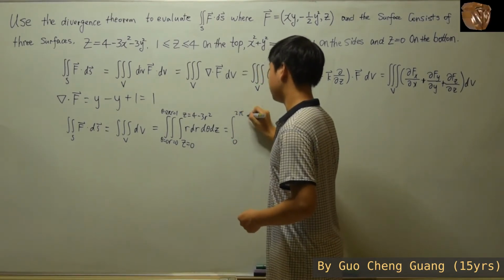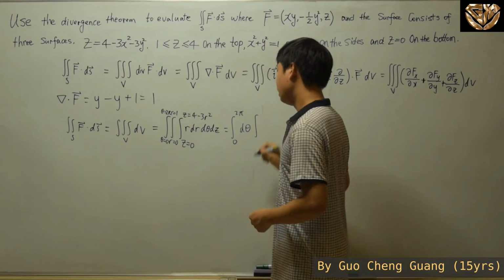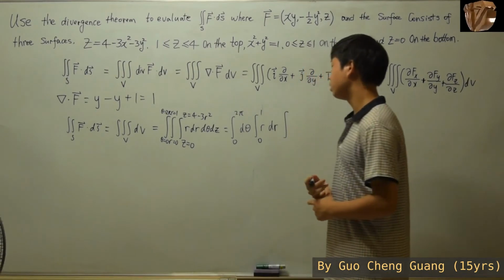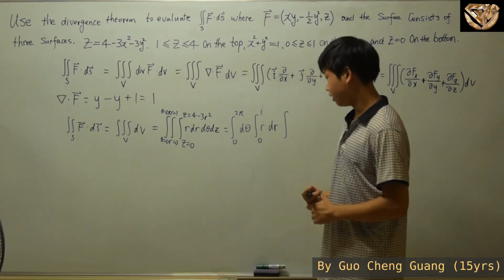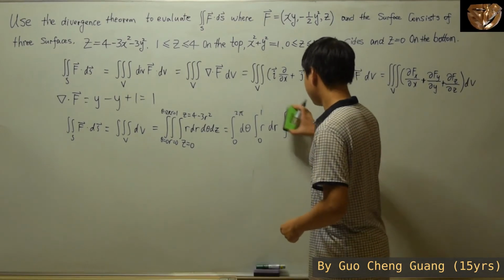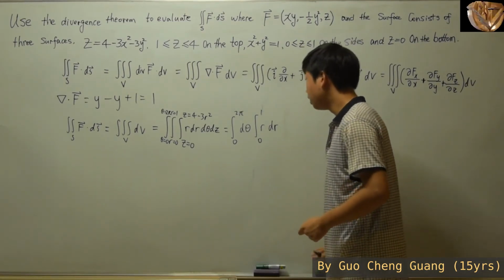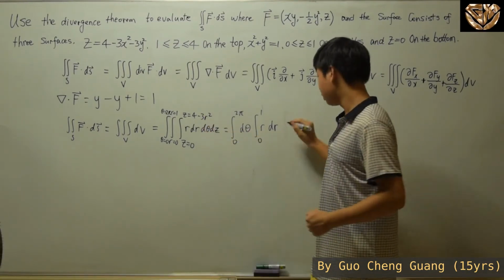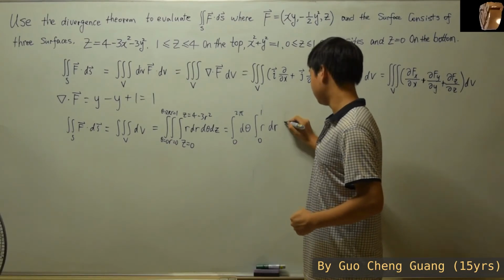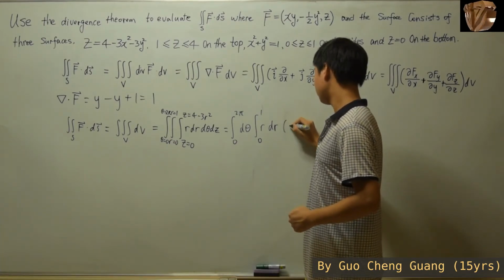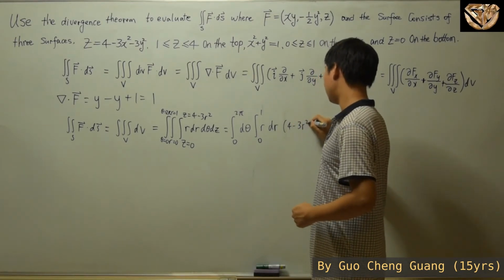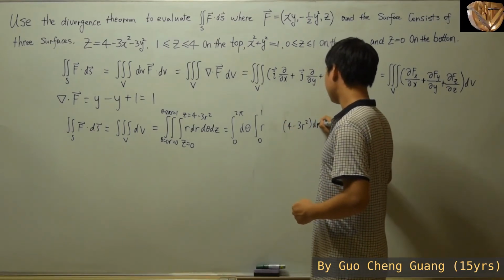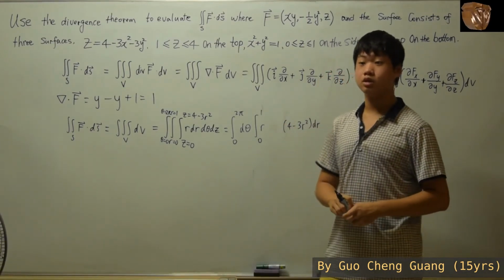So let's say this is theta, and we just put it on the outside first. And then let's say this is r, and we put it on the outside first. And we work with z first. So if we work with z first, that will just be z, substitute in these two values, which actually just gives 4 minus 3r². And then we just put this behind. Right, so this is what we have.